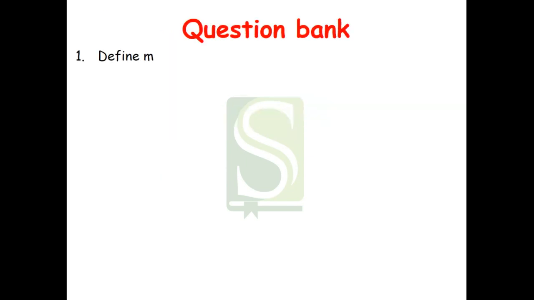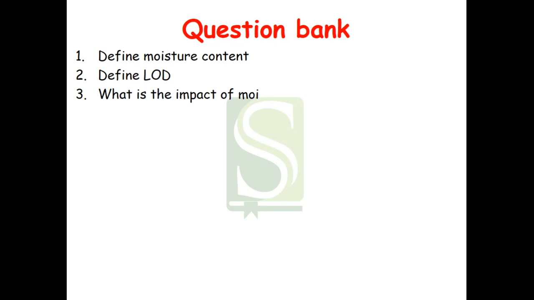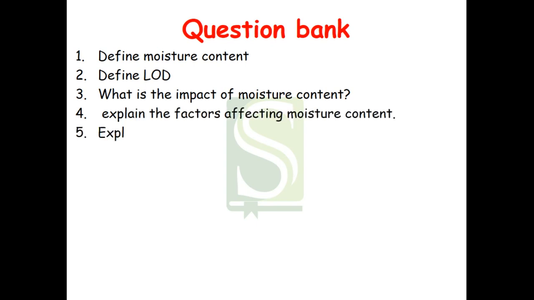So the most commonly asked question in this experiment is you will be asked to define moisture content, to define LOD, loss on drying. Then you'll be asked what are the impact of moisture content. Then also sometimes you are asked to explain the factors which affect the moisture content. And lastly, now we are using an oven drying method. So you'll be asked to tell the advantages of the oven drying method. So this was about the experiment of moisture content and loss on drying. Thank you.